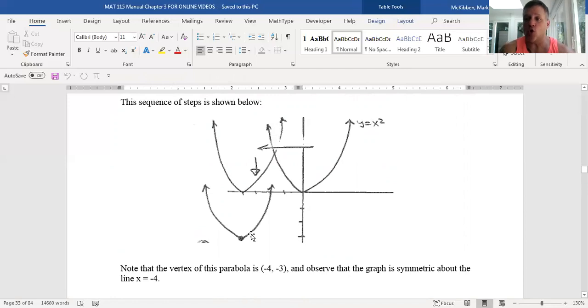A couple of things we know: the domain of all quadratics is all reals. There's no number you can't put in and get a square out, so they're always defined. The range, however, always extends from the vertex either up or down depending on what the parabola is doing. Here, since it's opening upward, the lowest y value attained is -3, and it opens up, so the range is closed -3 to infinity. And then the axis of symmetry, the vertical line that goes through the vertex, is x equals -4.